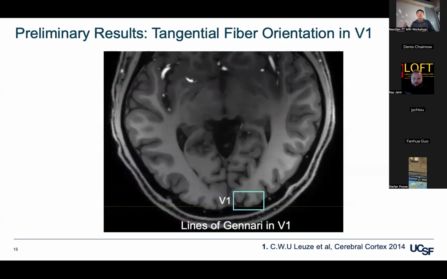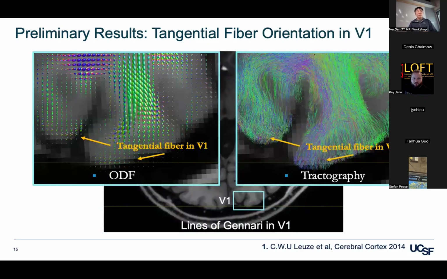Here I show another preliminary result in the V1 region. In both ODF and tractography visualization, we can see a clear tangential fiber pattern in the cortex. This is consistent with the line of Gennari in V1, which is known to have a strong tangential organization. So this gives us an example that our high-resolution diffusion approach can capture the fine intracortical fiber structures in vivo.